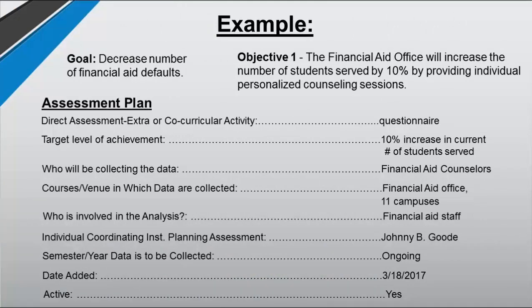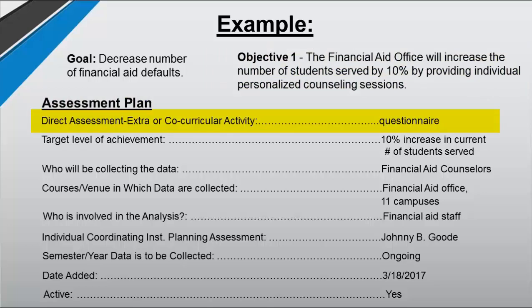We will continue to use the fictional reporting unit titled Training Unit Financial Aid. Before we can understand the details of the assessment plan, we must know which goal and objective they apply to. Here, they have established a goal to decrease the number of financial aid defaults. Their objective is to increase the number of students served by 10% by providing individual personalized counseling sessions. Within their assessment plan, they have established the following.